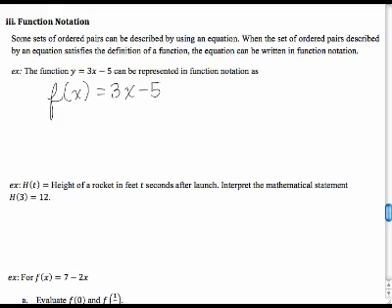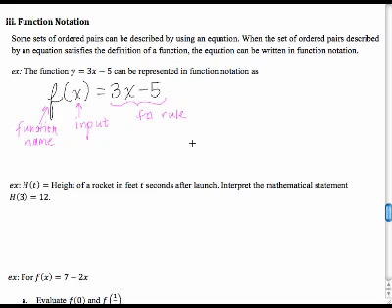Okay, whatever you put right there is the input. That's how you know what to plug in. And then the f, that's the function name. Typical function names are f, g, and h, but you can use anything. And then this is called the function rule. It's the formula for it. What do you plug into?